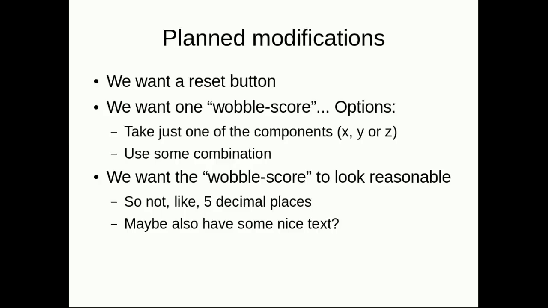The options for this include taking just one of the components, so we could say that it was just X, Y or Z, or we could use some combination of the components, so we could do X plus Y plus Z if we wanted. And the next thing we want is for the wobble score to somehow look reasonable. So we don't want it to be 5 decimal places. We might want to have some text saying you have wobbled this much, that kind of thing.